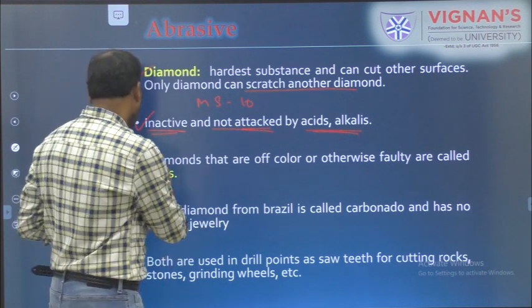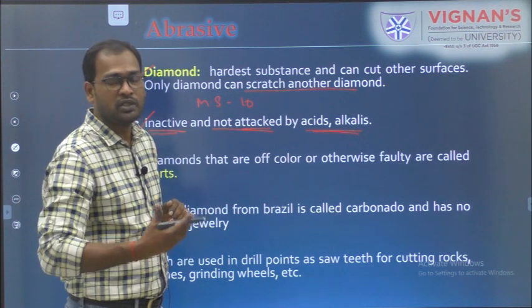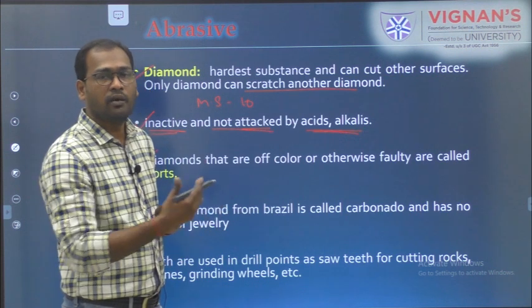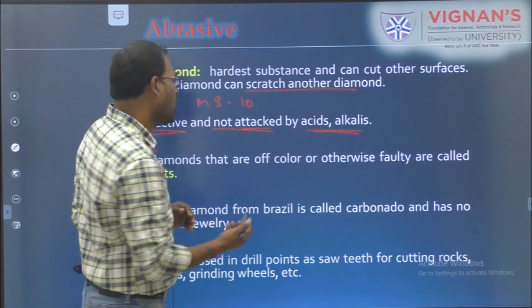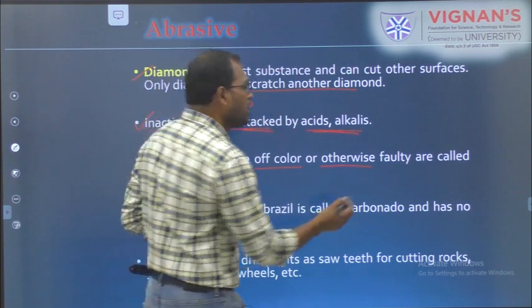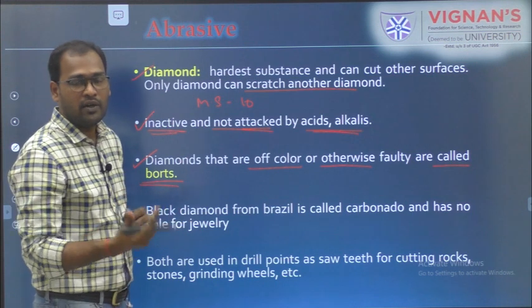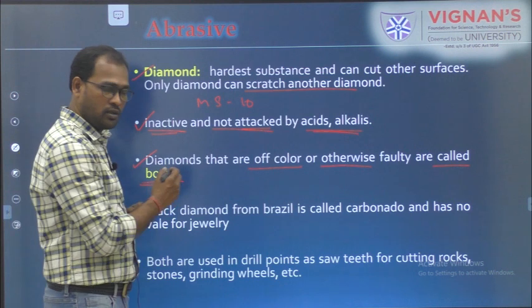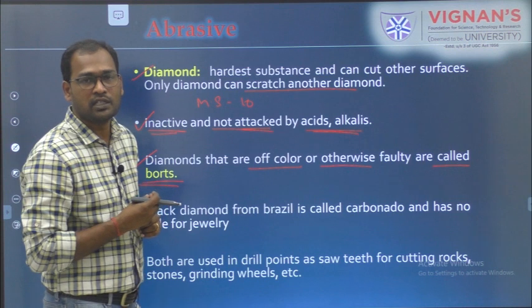Okay, and as I said, not all the diamonds are used. Some diamonds which have very good characteristics will be used as jewelry. There are some faulty diamonds which have some imperfection in their crystal structure. Those imperfections will be in the form of color or different shapes. Those are called bort, right? So diamonds which have some imperfection in their structure are called bort, and those bort which have a different structure are less used as jewelry.